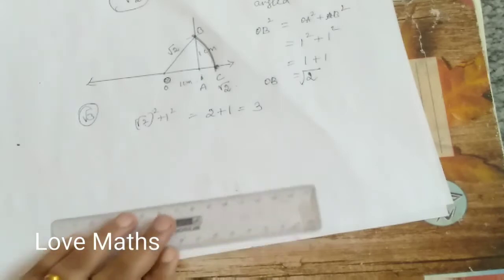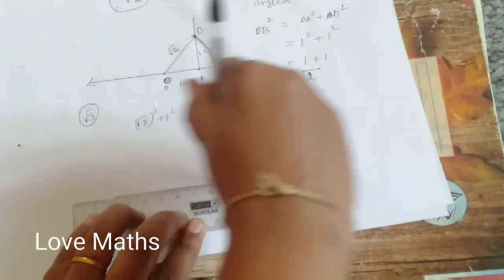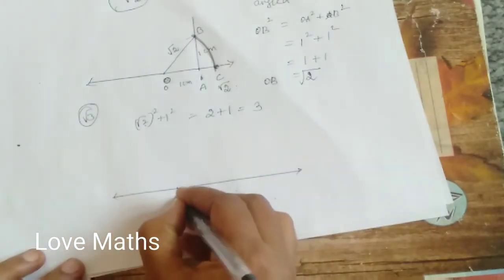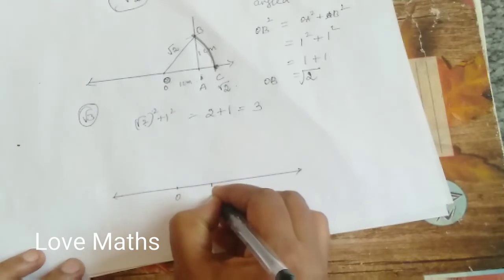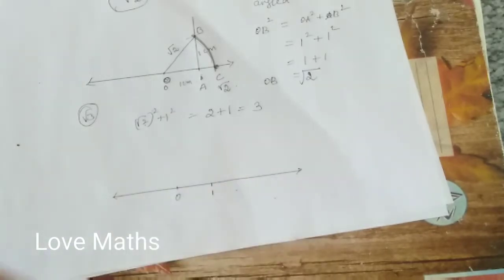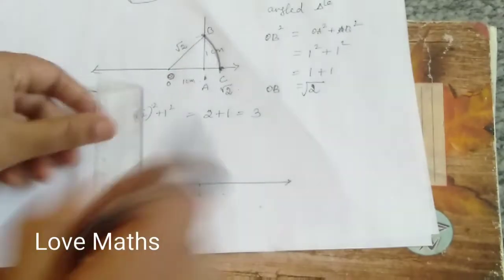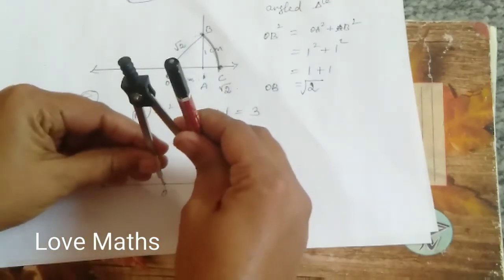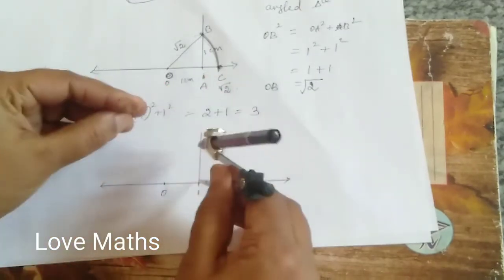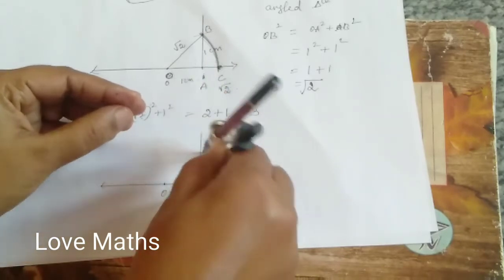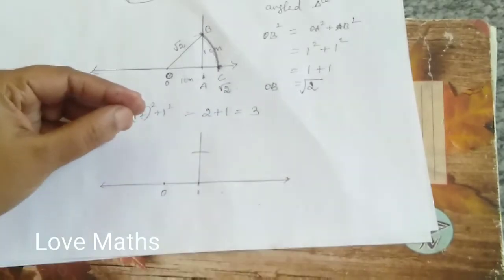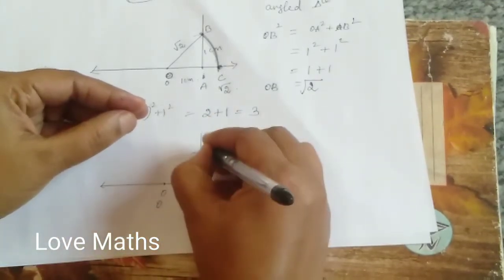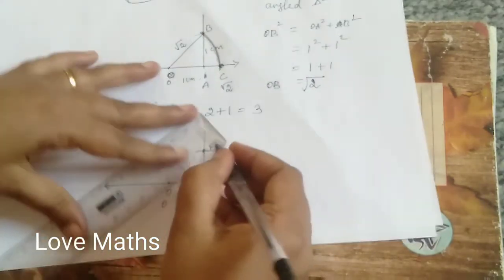How to draw? What is the first step? Draw one line and mark a point as 0 or 1. Take a 1 centimeter distance. Then draw one line perpendicular to this, with the exact measurement. Measure this. From here you have to cut one arc. So this is the point. This is point O, this is point A, this is point B. So join the line.